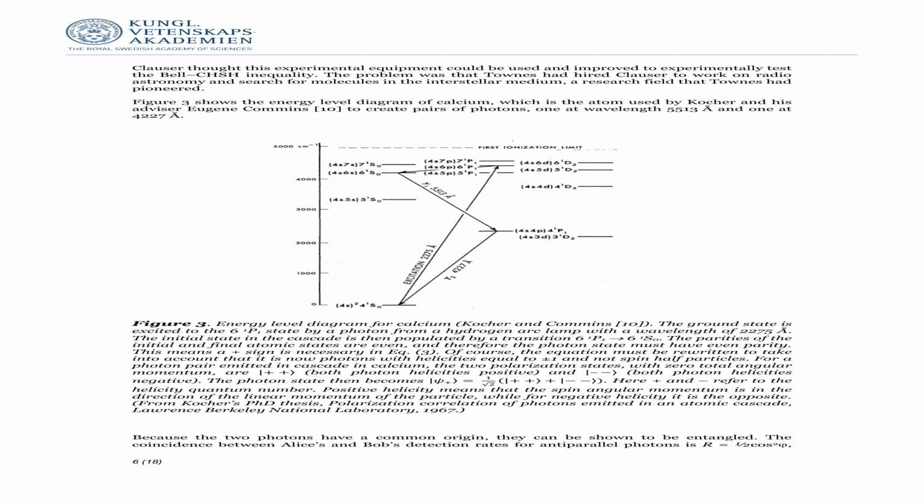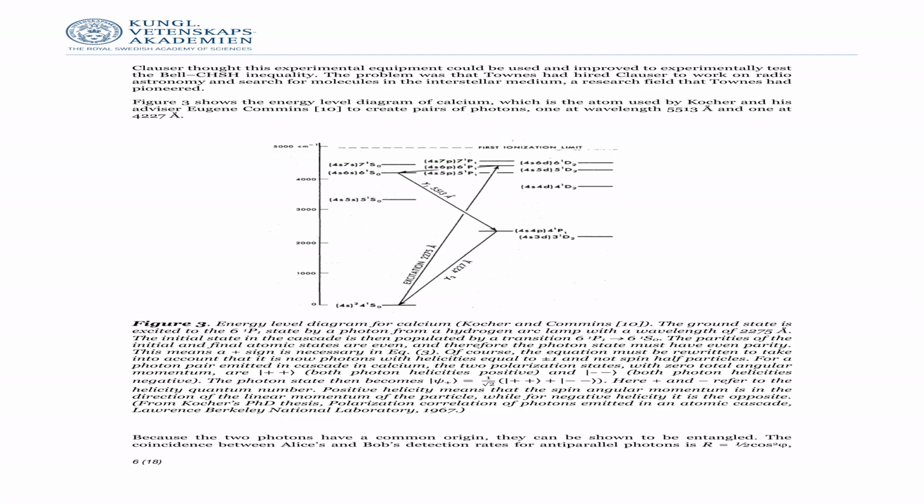Here, plus and minus refer to the helicity quantum number. Positive helicity means that the spin angular momentum is in the direction of the linear momentum of the particle, while for negative helicity it is the opposite. From Kocher's PhD thesis, Polarization Correlation of Photons Emitted in an Atomic Cascade, Lawrence Berkeley National Laboratory, 1967. Because the two photons have a common origin, they can be shown to be entangled.